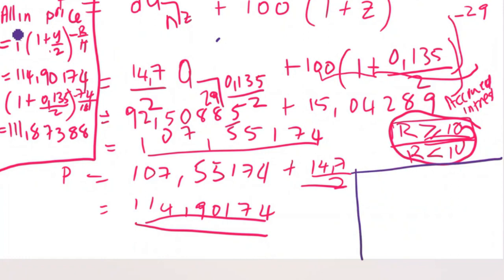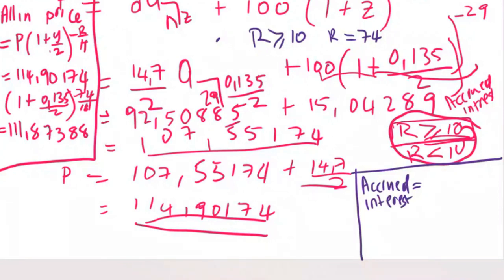So I know that my accrued interest, because I am working with a cum interest, why do I know it's a cum interest? It's because my R value is greater than or equal to 10, which was equal to 74 from the previous slide. So I know it is a cum interest. So I'm going to use a formula that is related to that. And the formula for the cum interest, for the accrued interest, is equal to H minus R over 365 multiplied by C. Otherwise, you would have got the other formula.